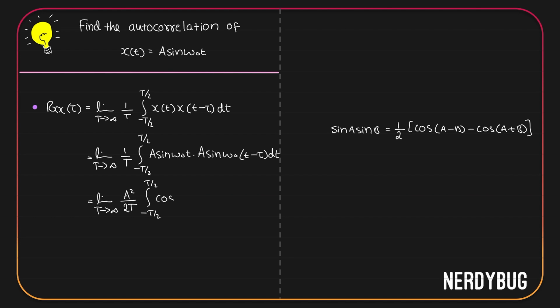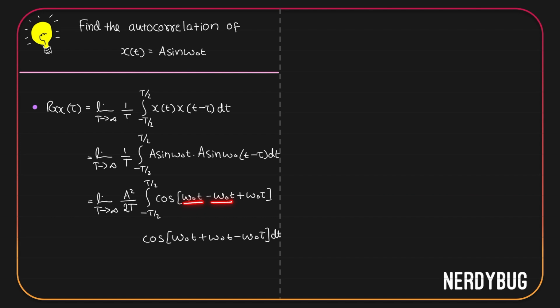And inside we have cos of a minus b, which will be omega naught t minus omega naught t plus omega naught tau, minus cos of A plus B, which will be omega naught t plus omega naught t minus omega naught tau, dt. Here these two get cancelled and we simply get omega naught tau. Here we get 2 omega naught t minus omega naught tau.